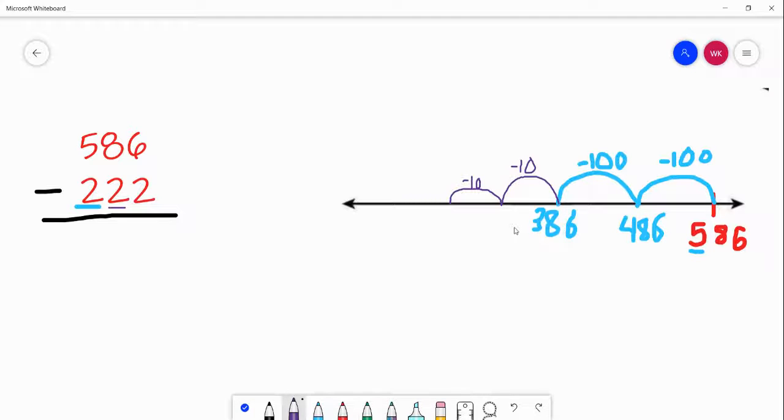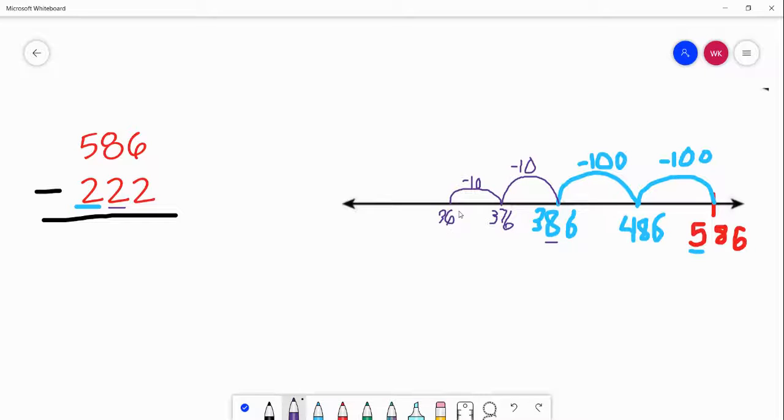So 386 minus 10 gives you 376. Because remember, you're subtracting 10 from the tens place. So 10 from 86 would give you 76. And then 376 minus 10 would give you 276. Or nope. Would give you 376.